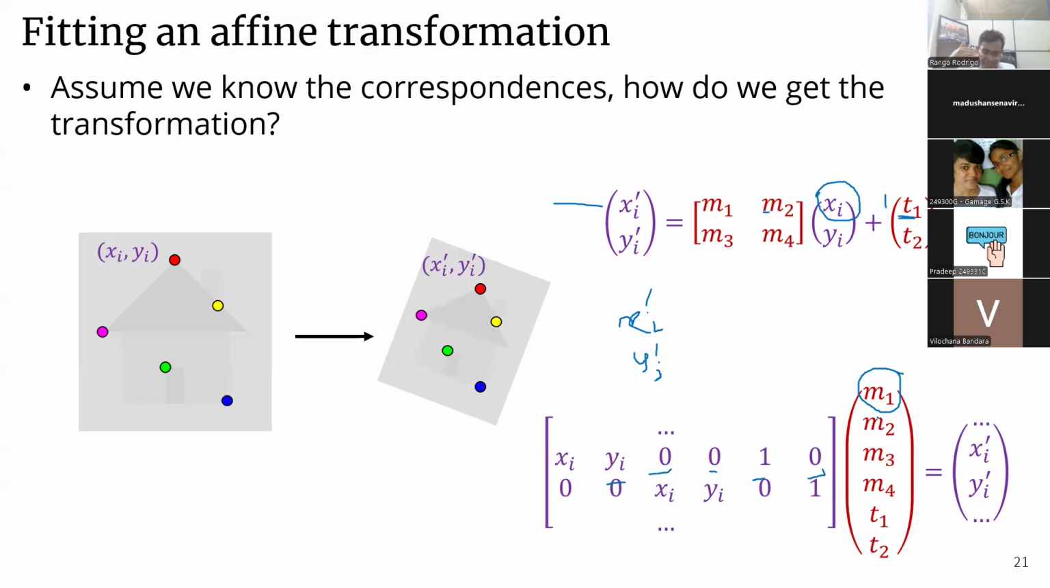Okay, so this is only for one point match. Point i's matches. So we have 5 points here. 5 point matches here. For 1 point match, you get two equations. For 5 point matches, how many equations will you get? You will get 10 equations.